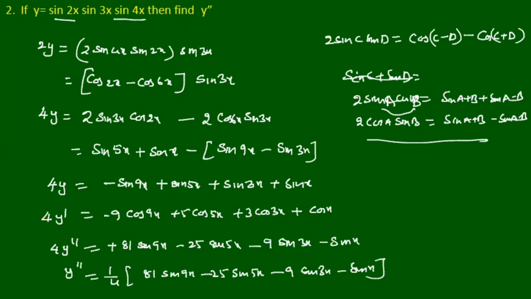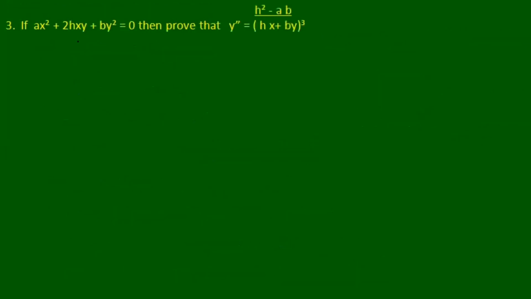The second problem is done. Third one: ax square plus 2hxy plus by square is equal to 1. Then prove that y double dash is equal to h square minus ab by hx plus by whole cube. Look here, what's given is ax square plus 2hxy plus by square equal to 1.